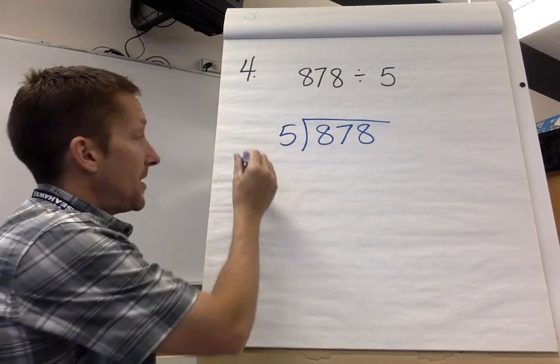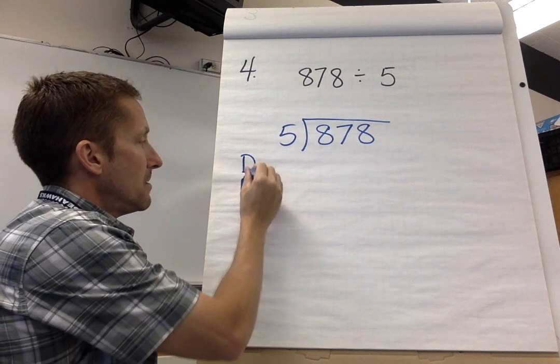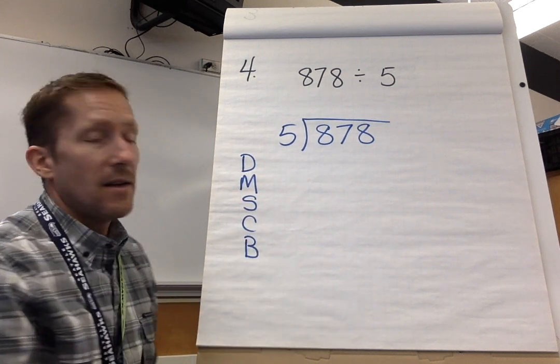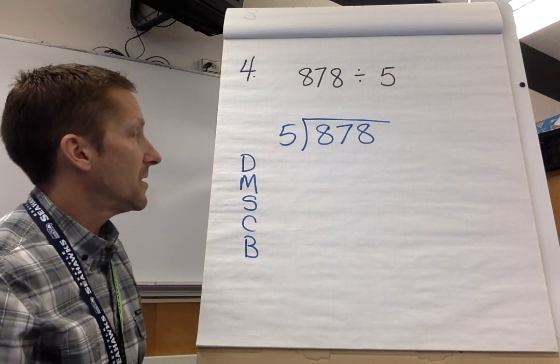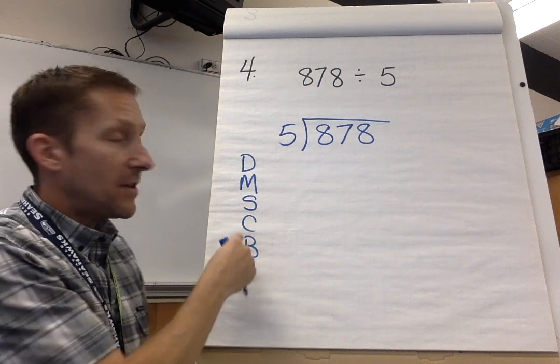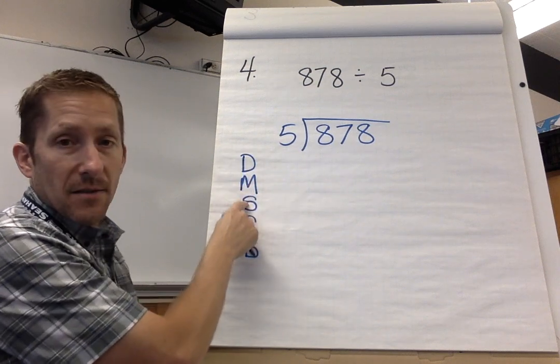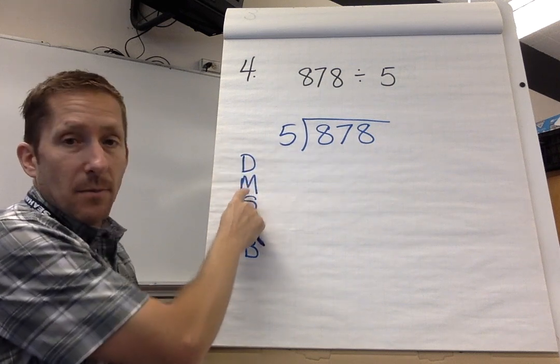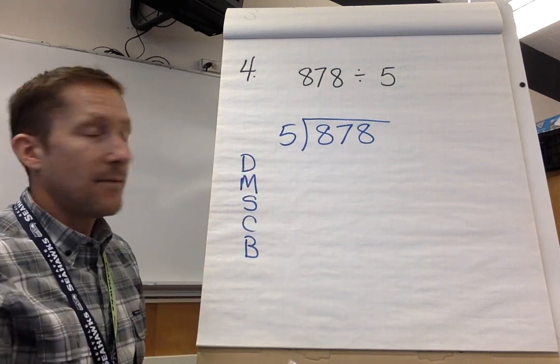Now I'm going to follow this. Divide, multiply, subtract, check, and bring down. Those are my long division steps. You may have heard a saying to help you remember these steps. Does McDonald's sell cheeseburgers? But in math, divide, multiply, subtract, check, bring down.